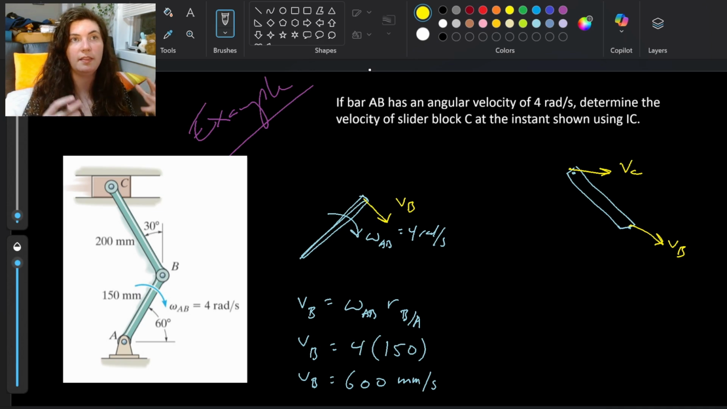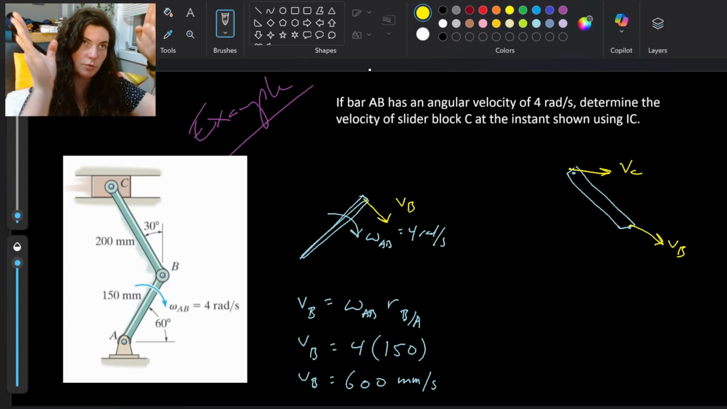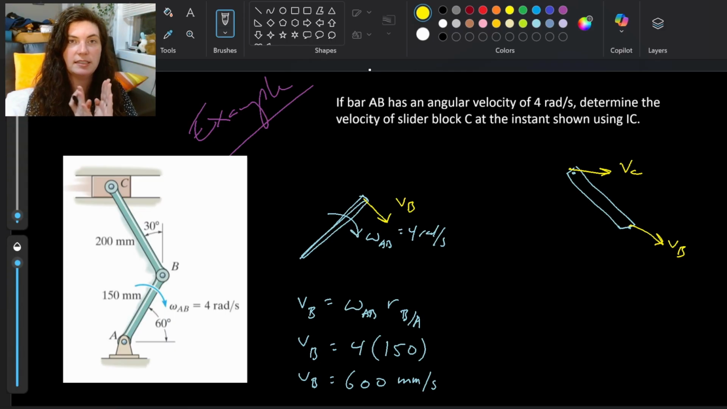So this is great, because with this, not only do I know what VB is, but I know the directions of VC and VB, so I can use my instantaneous center of zero velocity by creating those perpendicular lines to see where that IC value is. So we're going to bring our perpendicular lines, kind of come straight down. Right, perpendicular to VC is going to be this vertical line, and then perpendicular to VB is going to be this line that is at a 60-degree angle, and where they intersect here is IC.